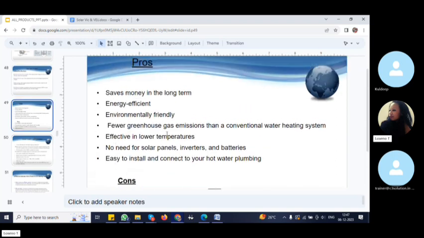Some of the pros or advantages of using a heat pump: it saves money in the long term, definitely. If we talk about the long term, it's going to help them reduce a lot of electricity bills. It's an energy efficient system. It's environmentally friendly, unlike the old hot water system, which is not at all energy efficient.